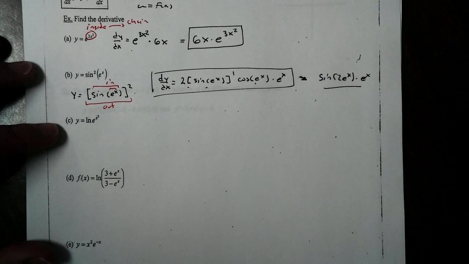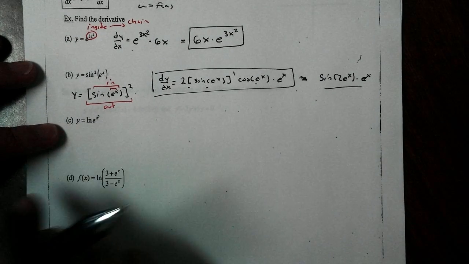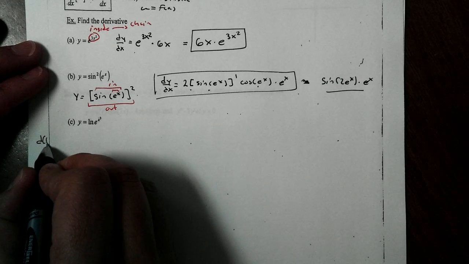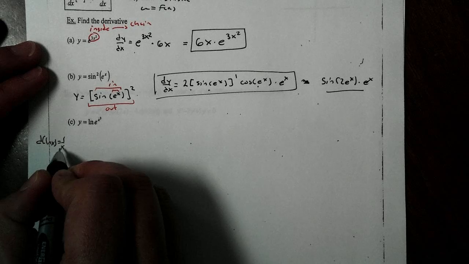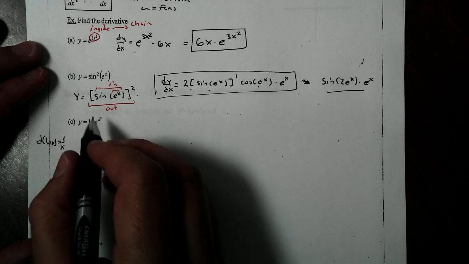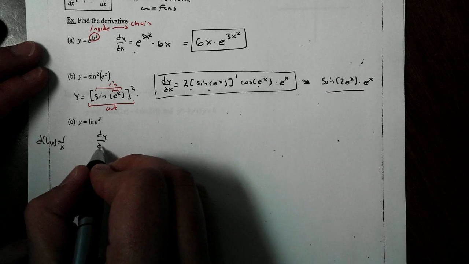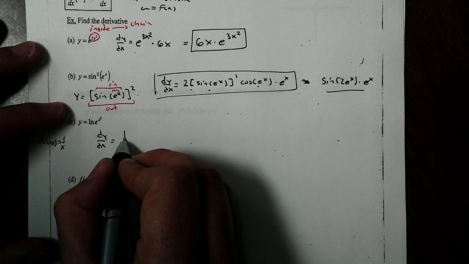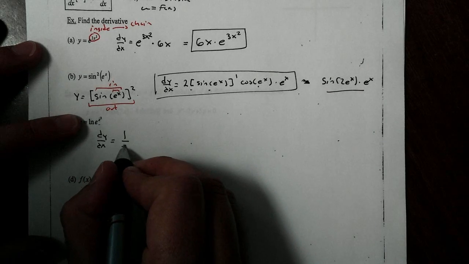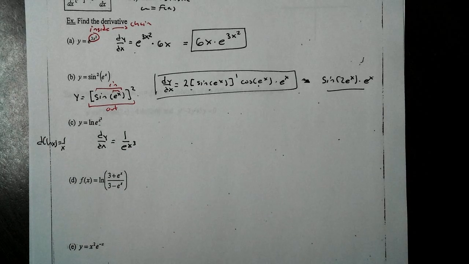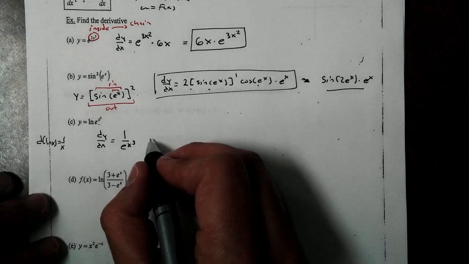All right, let's take a look at C. So C is dealing with the natural log. Now, you might remember that the derivative of natural log of x is just 1 over x. So there are 2 ways we can solve this one. One, I can just take my derivative, dy/dx. It's going to become 1 over e to the x cubed. And then we're going to multiply that by the derivative of the inside.